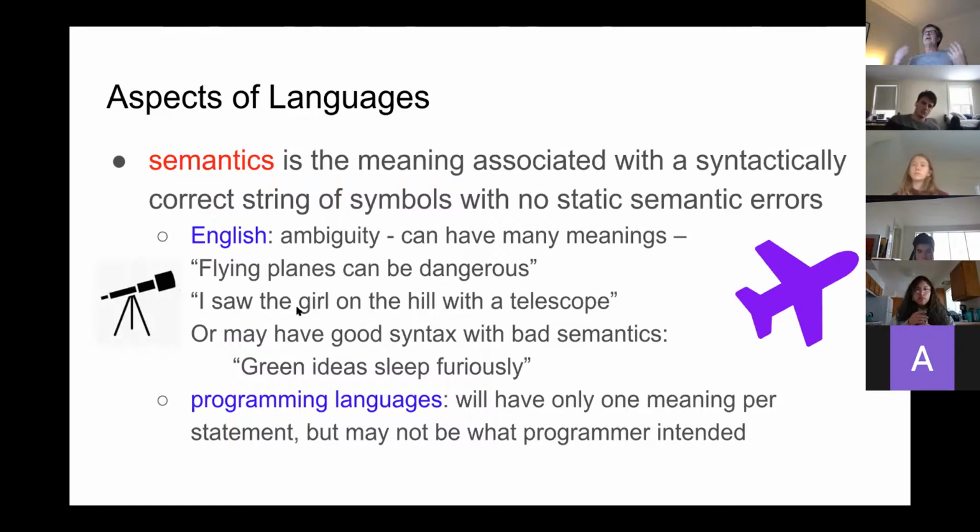Now, in English, we have that. In programming languages, we never have ambiguity. Programming languages are designed to not be ambiguous. It will only ever do one thing.